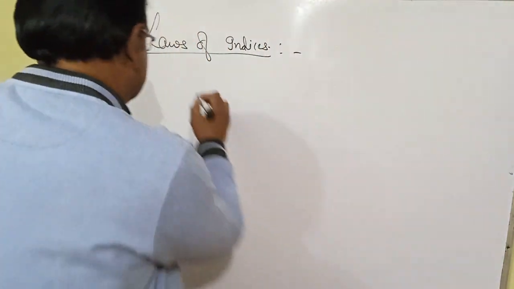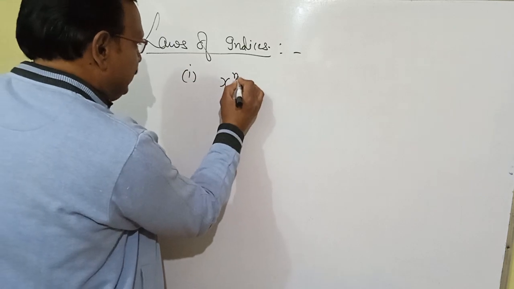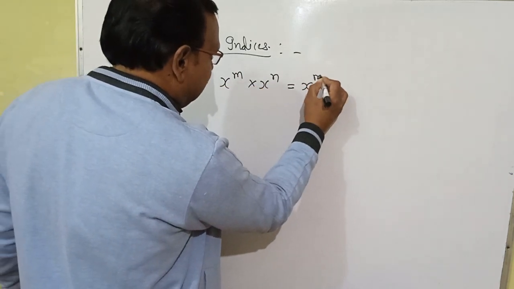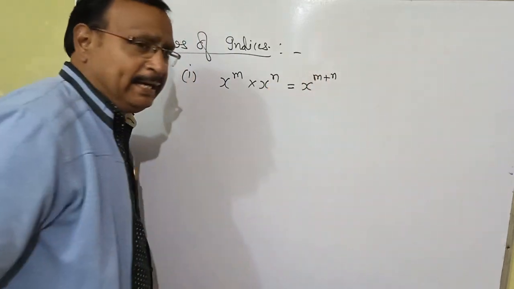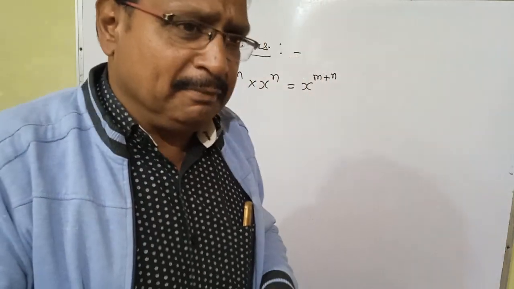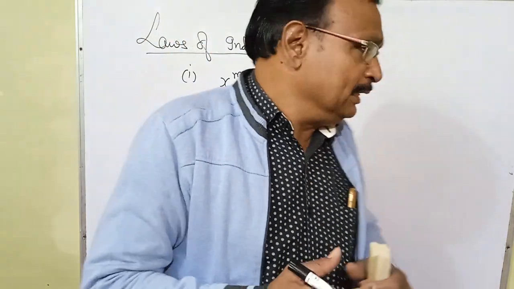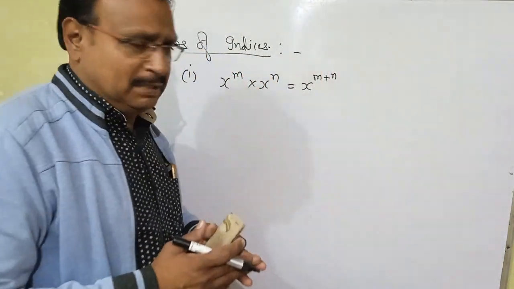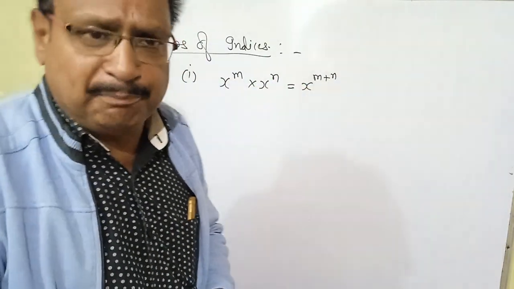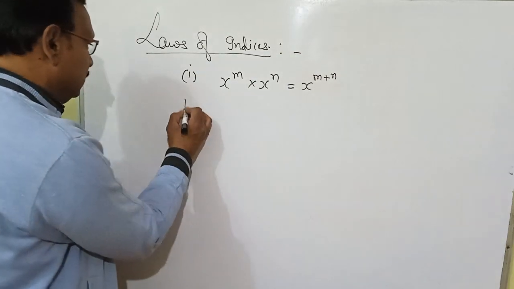First, x to the power m into x to the power n is always equal to x to the power m plus n. This is the multiplication law: when the base is the same and the powers are different, x to the power m into x to the power n is equal to x to the power m plus n.